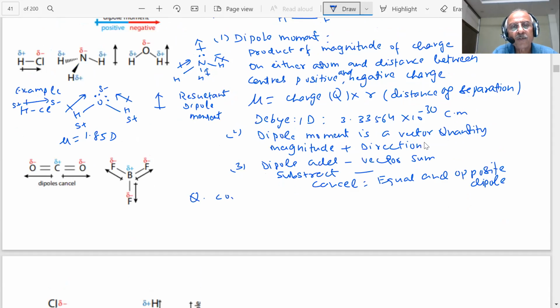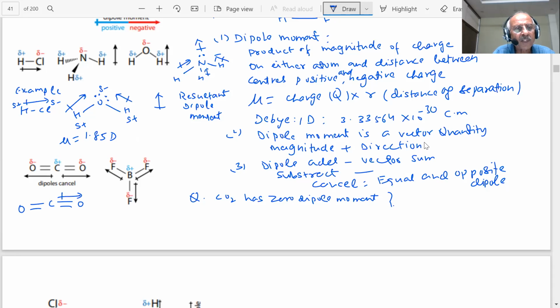Now certain molecules, for example, the question was: CO2 has zero dipole moment. Explain. How will you explain? In the paper, the question is given. How will you explain this, students? Can you tell me? What is the shape of CO2, students? We have described in the last lecture the shape of CO2, linear.